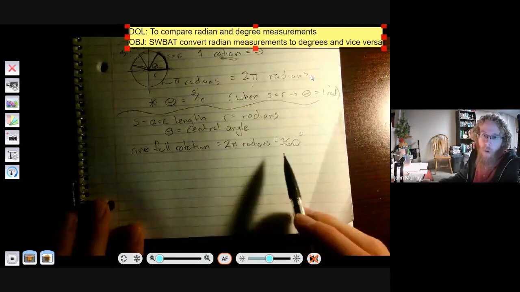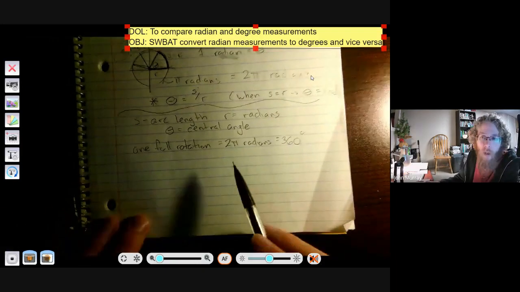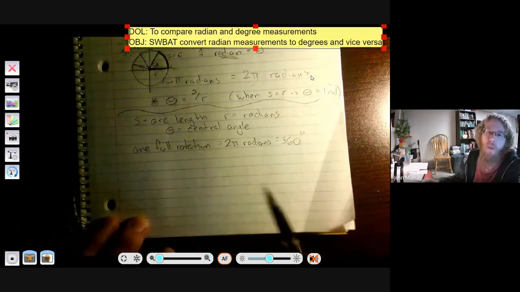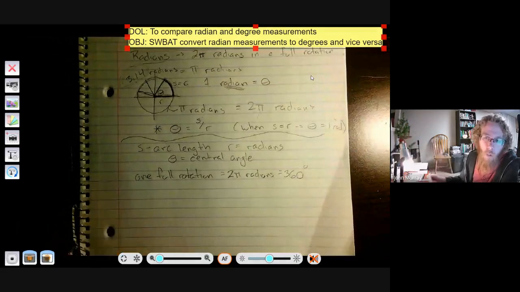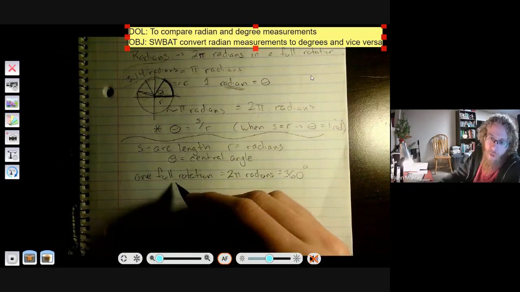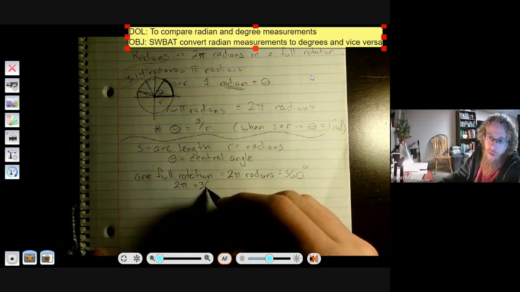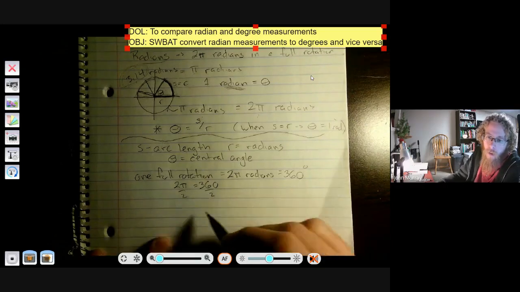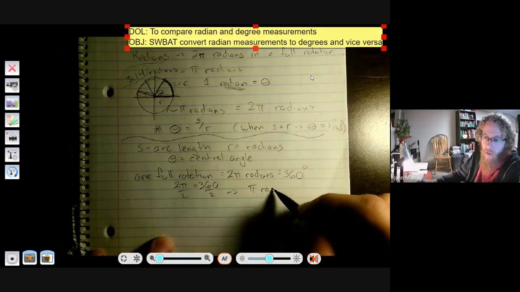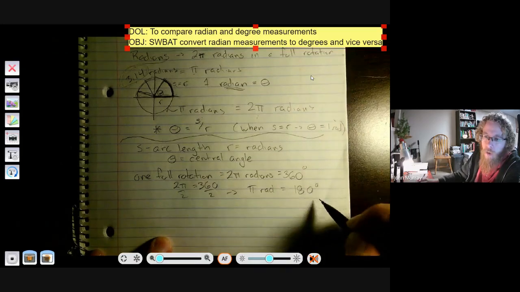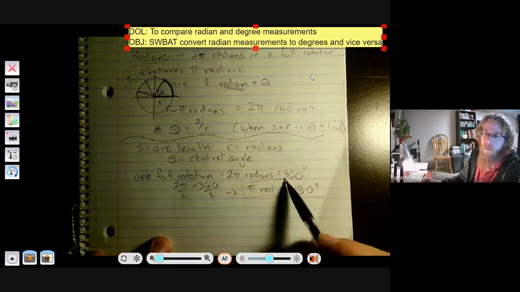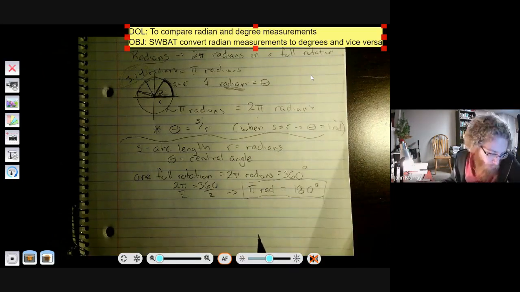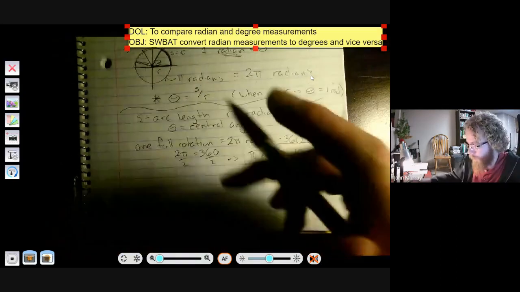We have this original setup to help us. We know that 2 pi radians is 1 full rotation, and we know from geometry that 360 degrees is also 1 full rotation. So simplifying this a little further, I can say that pi radians is equal to 180 degrees. Because these two are equivalent, we're going to use this relationship to convert.